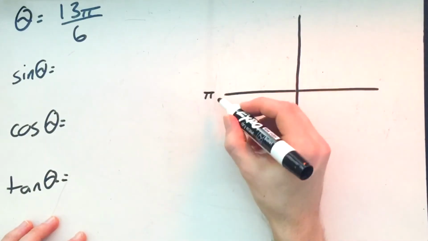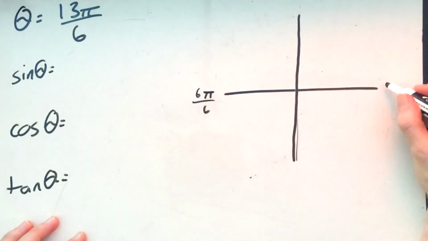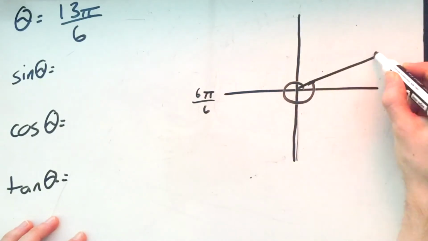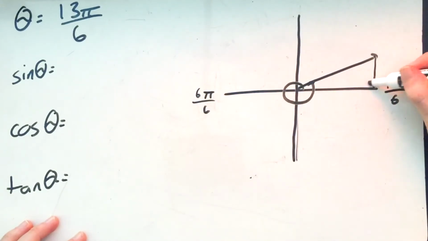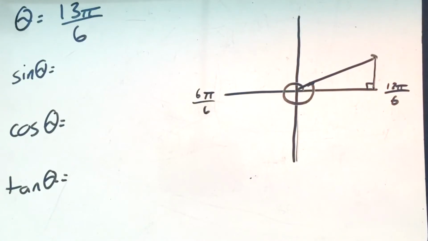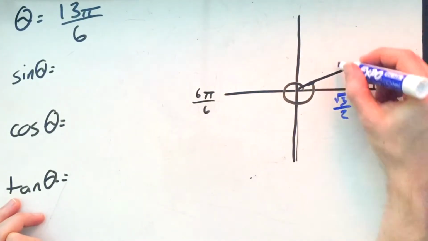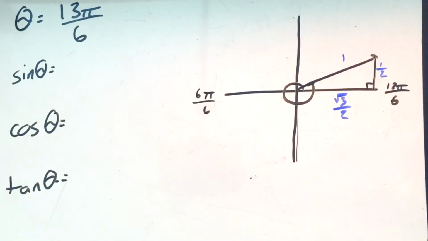So I'm going to think of this being 6 pi over 6. And then 1 full time around, 2 pi, would be like 12 pi over 6. So we want just a little bit more, and that makes 13 pi over 6. So you can see this is going to be the short and wide triangle. The short side is going to be 1/2, the long side is square root of 3 over 2, and the hypotenuse is 1.